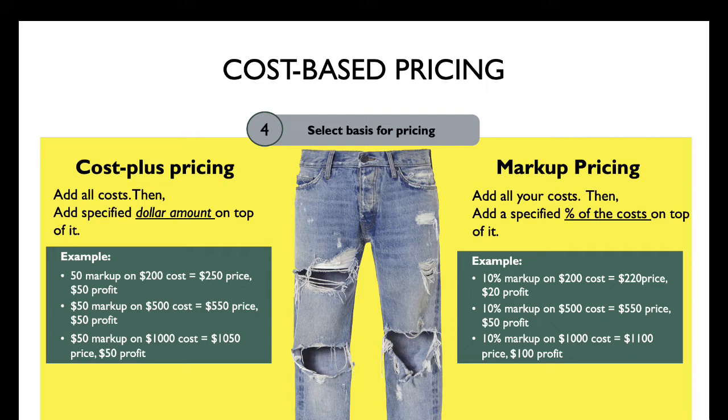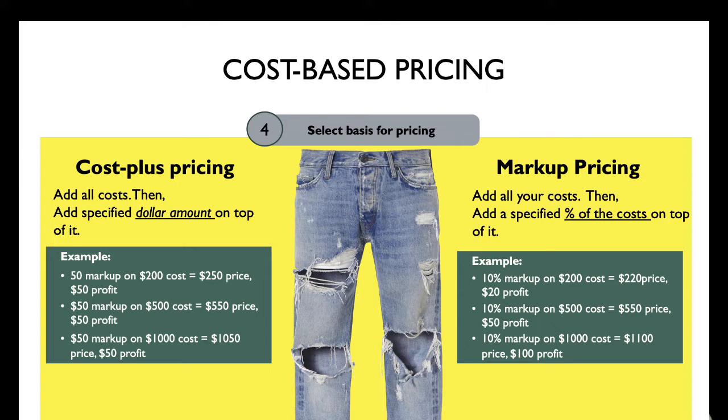So cost-based pricing is, in its simplest form, you're trying to determine what sort of profit margin you want to make. This is a really antiquated way of pricing, but I'm going to share it with you because it's a good place to start thinking. Cost plus is a pricing strategy whereas you know exactly how much money you want to make on each item.